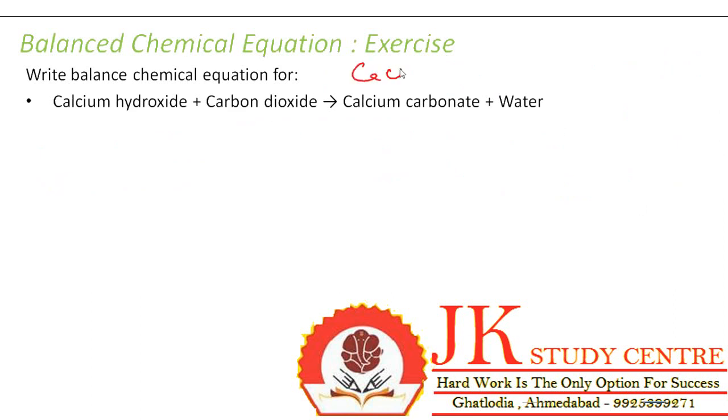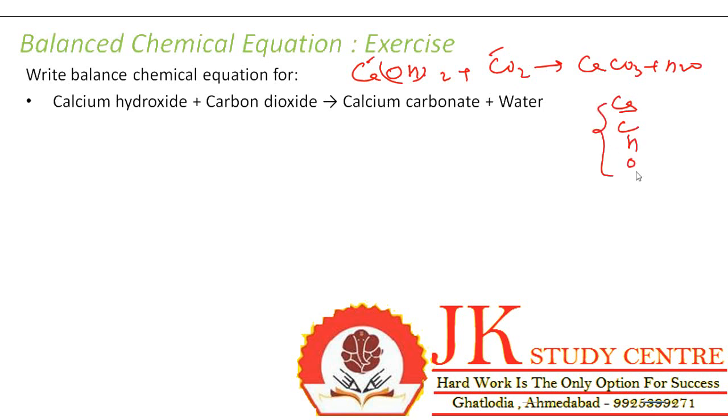Very simple. Calcium hydroxide, that is Ca(OH)2, plus carbon dioxide CO2 gives calcium carbonate CaCO3 plus water. Let's again balance this. So OH part is here, no, it's not there, so there is no compound kind of stuff here. So we'll first take calcium, then carbon, then hydrogen, oxygen. Correct? Makes sense?